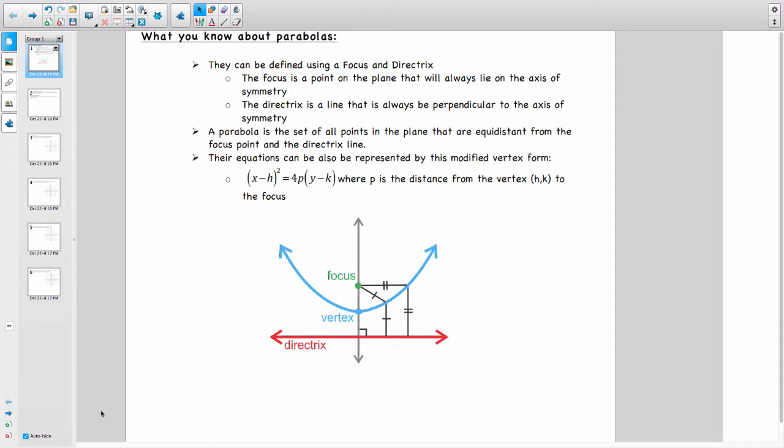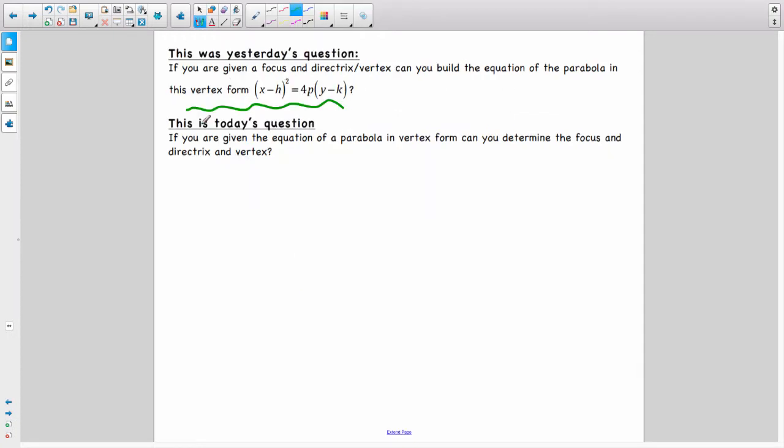So, this next topic is just building off what we learned yesterday, which is just to take an equation that's already in that modified vertex form and just identify what's the focus, the vertex, the directrix, and sketch the result. So, yesterday we were given a focus and a directrix, or vertex, and we were able to build the equation of a parabola, and we put it in this modified vertex form, and then we also put it in standard form. Today, let's take an equation that's already in that form and work backwards.